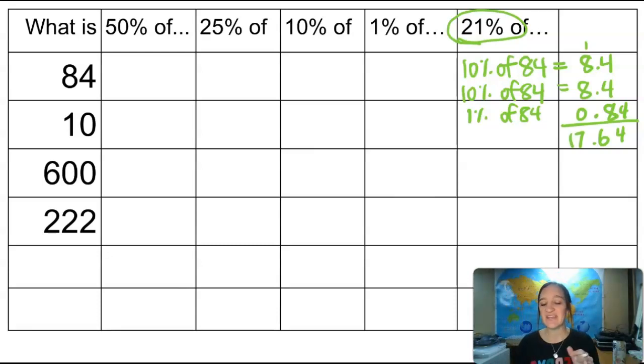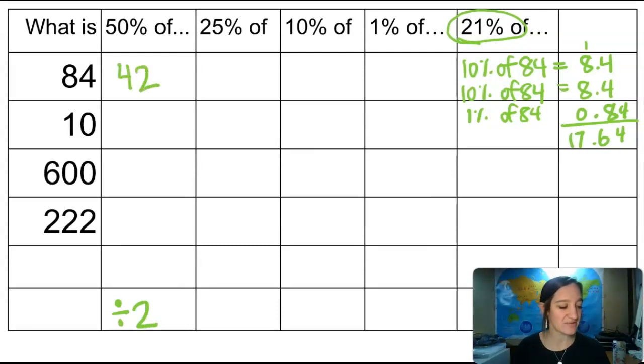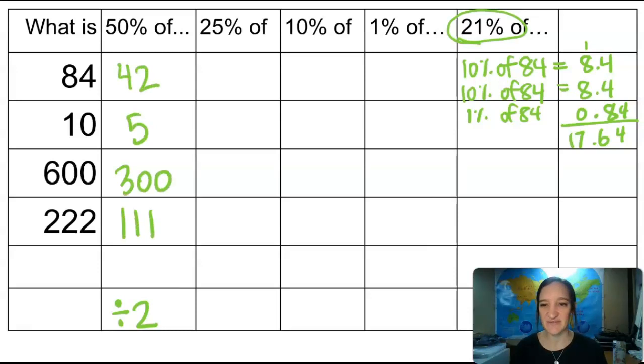Cool, huh? Here's what I'd like you to do. I'd like you to pause the video and then go over these, see if you can figure them out, and then restart it back up. Okay? Pause. Go. All right, 50%. I know for all of these, I'm going to divide by 2. So 84 divided by 2 is 42, 5, 300, and 111. Is that what you got?